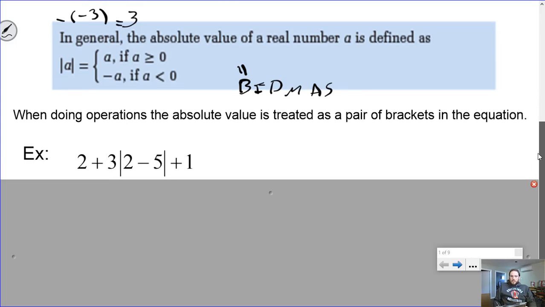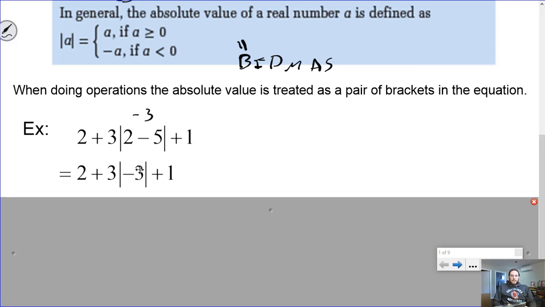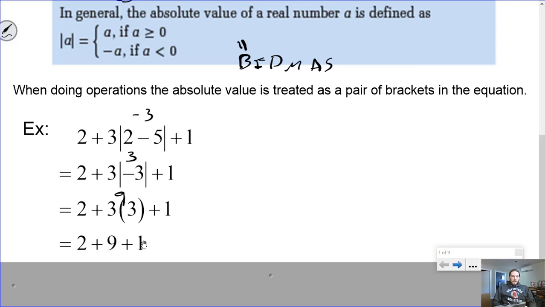For example, in this question, we perform the operation on the inside of the bracket first. So 2 minus 5 is negative 3. That's step 1. Then we want the absolute value of negative 3, which takes the negative 3 and turns it into positive 3. Now it's a matter of doing our multiplication and addition. So 3 times 3 is 9, and 2 plus 9 plus 1 is 12. Okay?